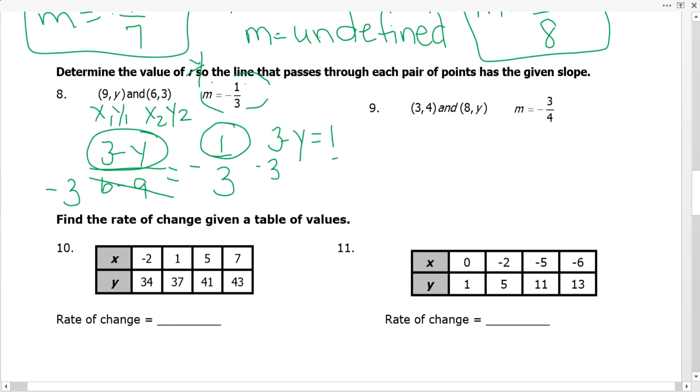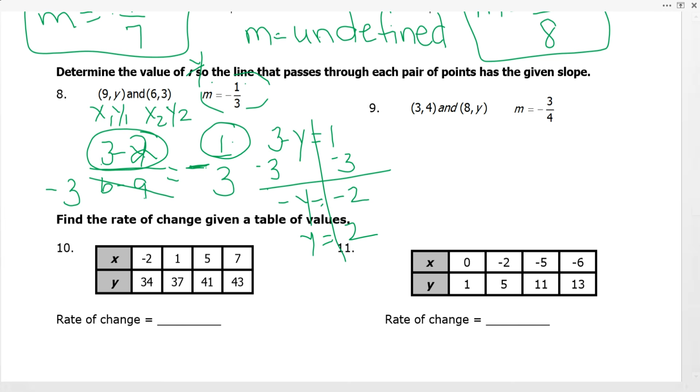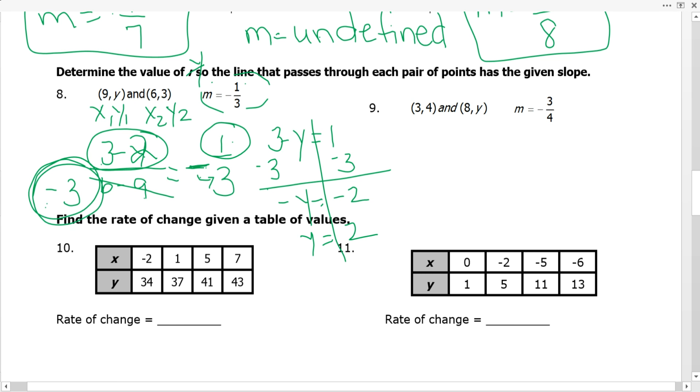Take 3 away from both sides. Minus y equals minus 2. So y equals 2. So let's run back up here and put a 2 in right here. 3 minus 2 is 1, and 6 minus 9 is negative 3. Remember, the negative sign can go with the numerator or the denominator or in front, but you can only have one. So I chose to put it with my denominator so that it matched what I had right here.